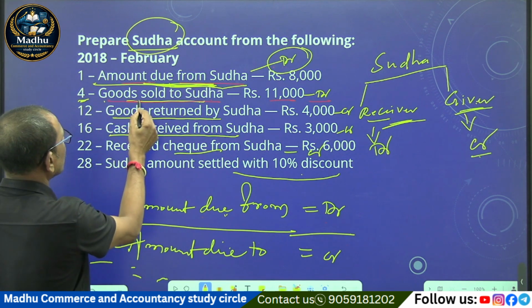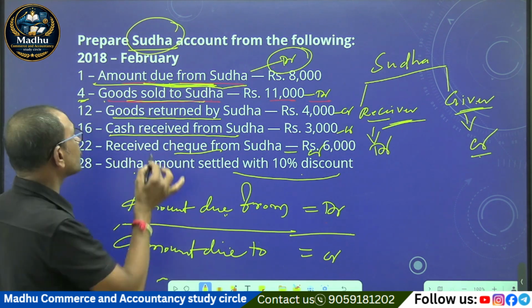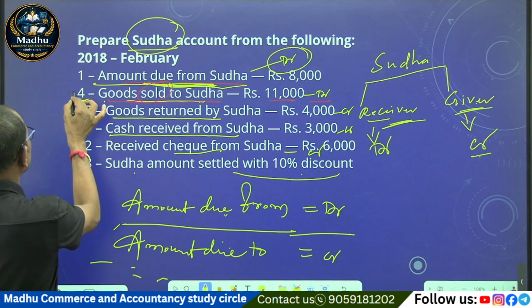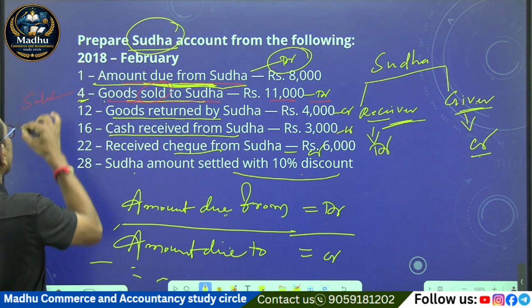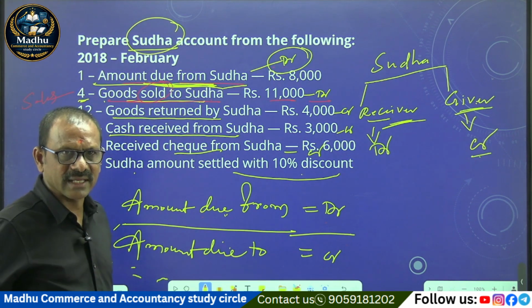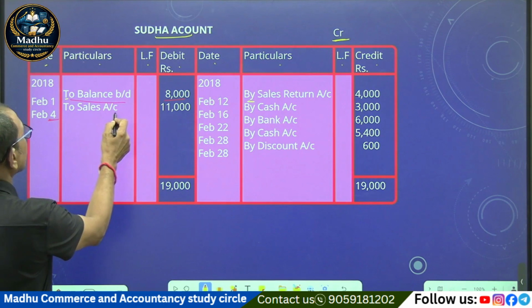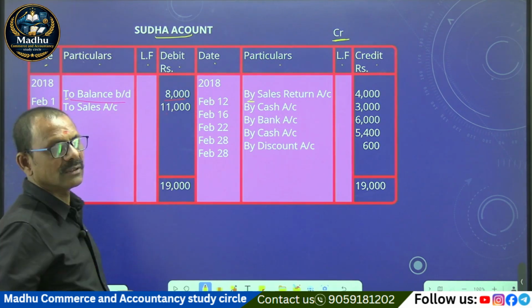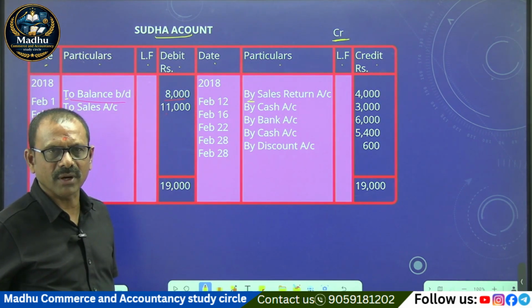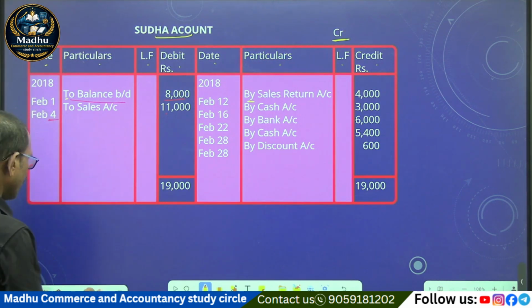So goods sold. So name of the goods are not there. That's why we have to write sales. That's why what we have to write here? Sales. You have to write what here? Sales बोल के अपन लिखना. Okay. Now here you see, To sales account 11,000. To sales account 11,000 we recorded. So here completed.